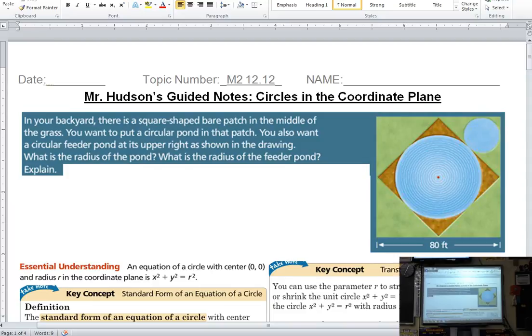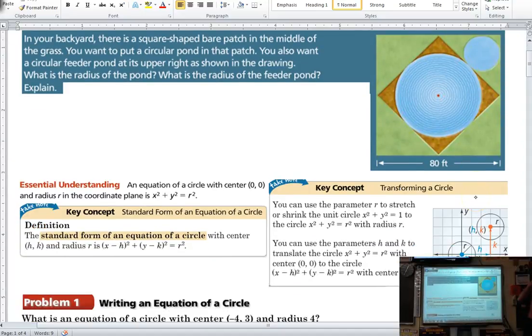Because this takes a bit of critical thinking, we are going to take a little bit of time on the warm-up today. So in your backyard, let's hypothesize, imagine, whatever you want to say for a moment. You have a perfectly square backyard. It's 80 feet by 80 feet. And you have decided that this summer you are going to install a water feature involving a circular pond in the middle and a circular feeder pond.